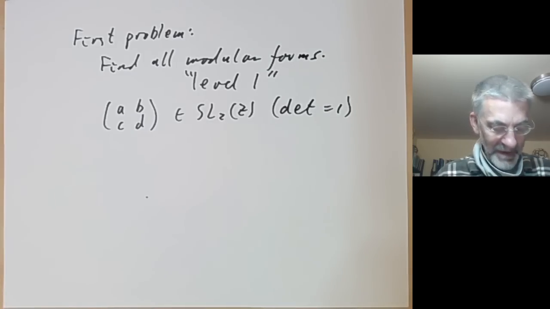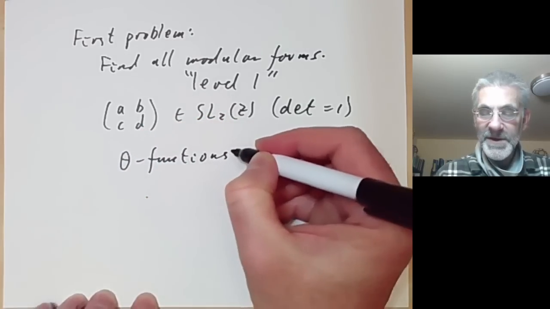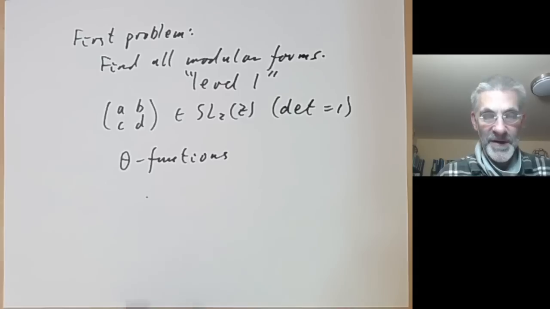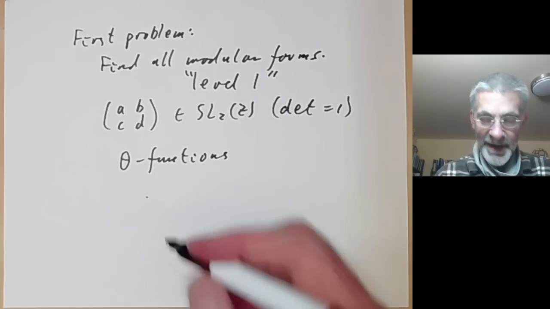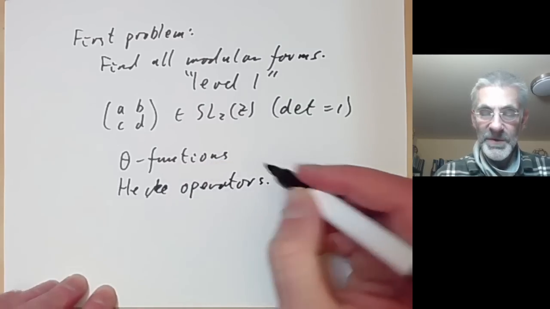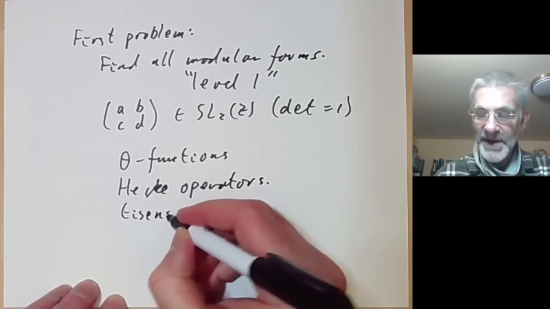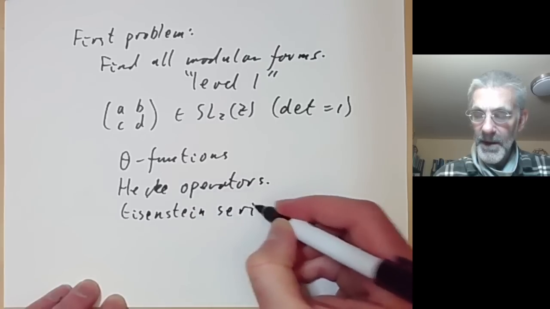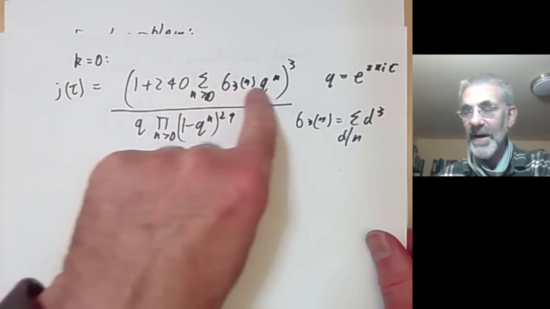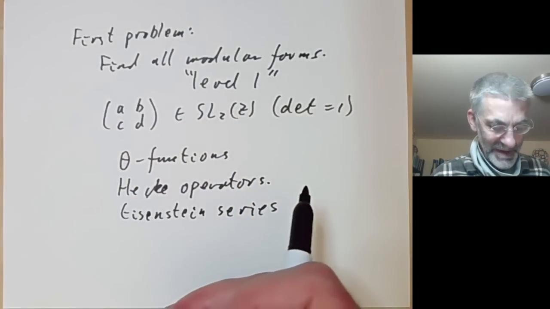Other topics we'll be covering are theta functions, which are related to the fact that you can count the number of spheres at a given distance from the origin in the E8 packing. We'll be covering Hecke operators, which were what you use to show that Ramanujan's tau function is multiplicative, and we'll be covering Eisenstein series, which are, well, actually, this funny term here that you cube is the simplest non-trivial example of an Eisenstein series.